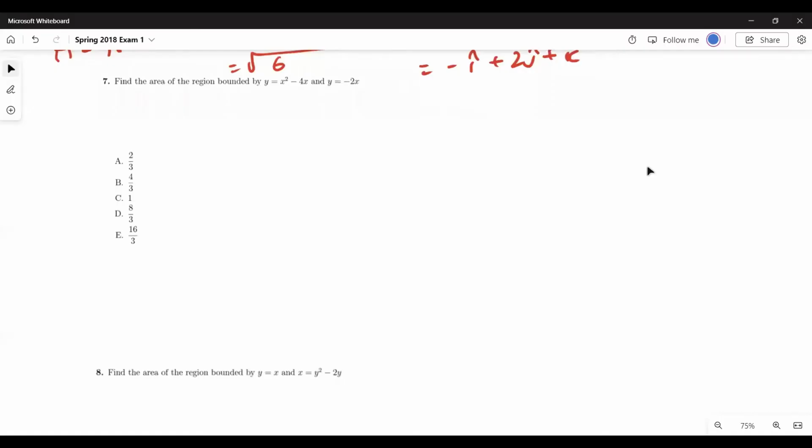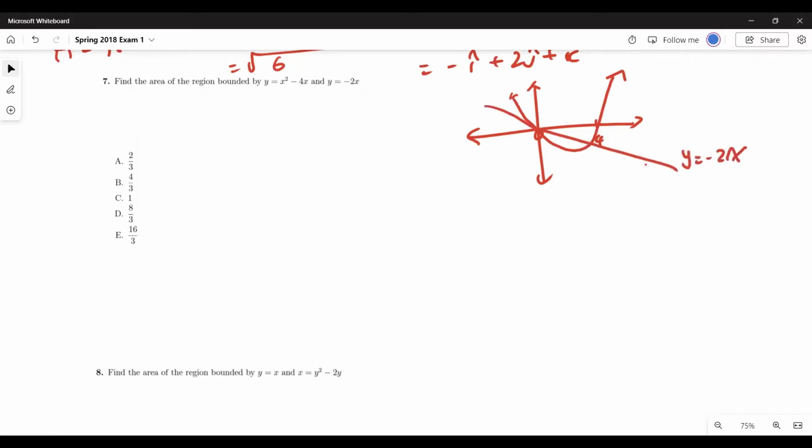Okay, this question asks to find the area of the region bounded by the curves. Let's draw the curves first. So okay, y equals x squared minus 4x. So there's 0 and there's 4, and it's looking like this. And then y equals negative 2x, so it's like this. And they want to find the area.